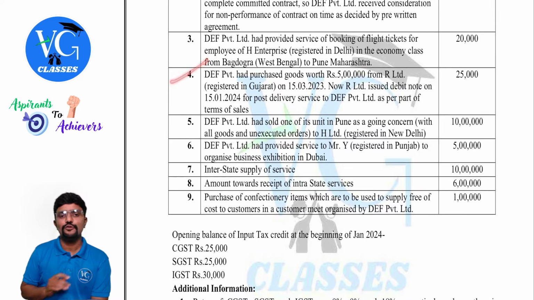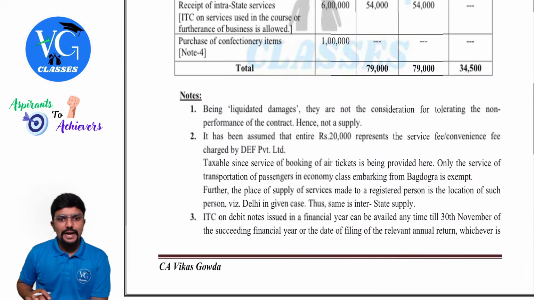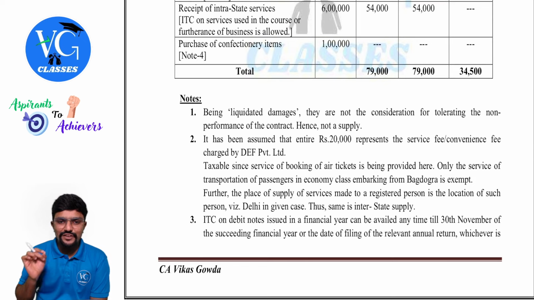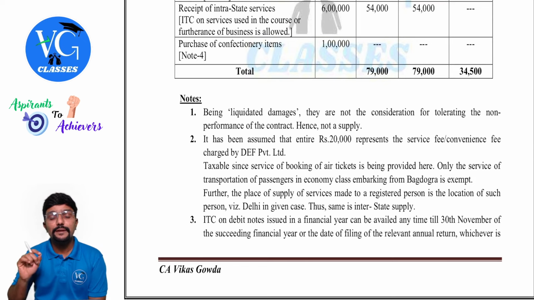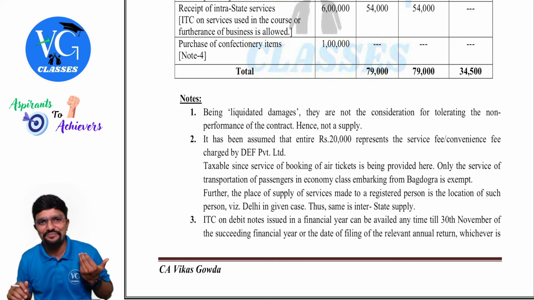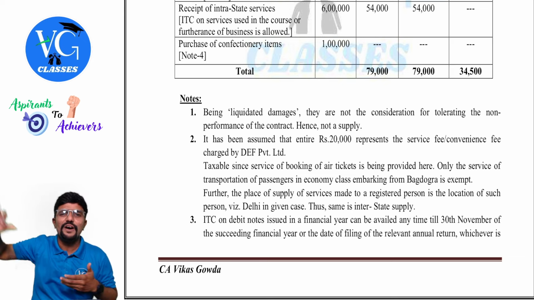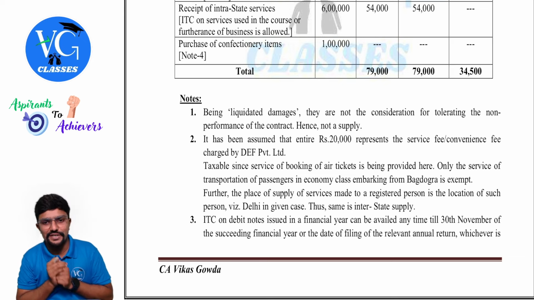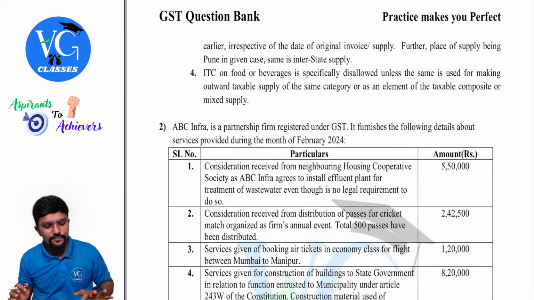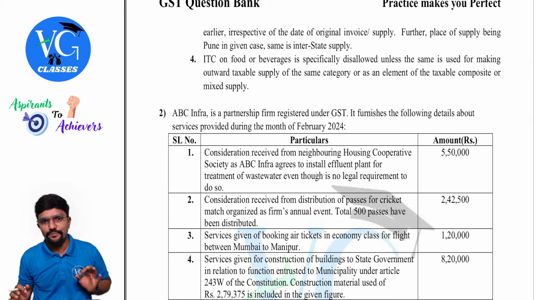Yeah, this one, fourth item. I have also given a note for it. You can see ITC on debit note issued in a financial year can be availed anytime till 30th November of the succeeding financial year or the date of filing of relevant annual return, whichever is earlier. And we are still in January. We have time till 30th November or actual date of filing annual return, guys, whichever is earlier, irrespective of the date of original invoice or supply.